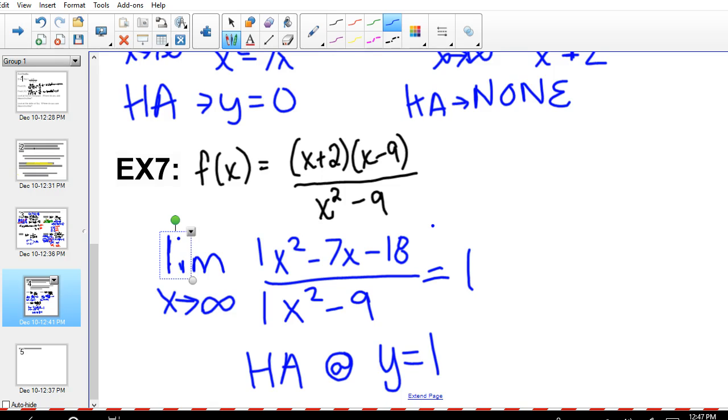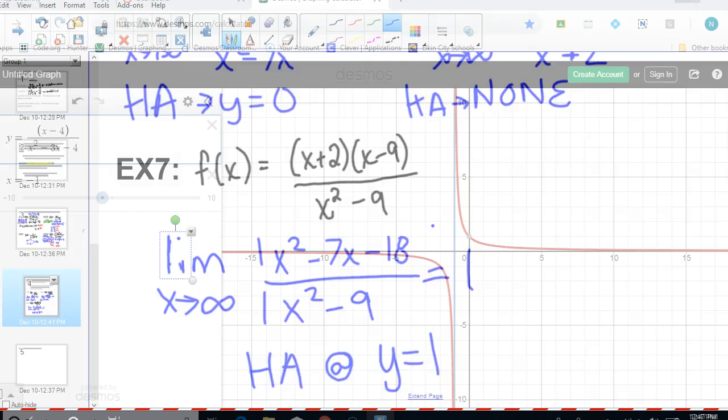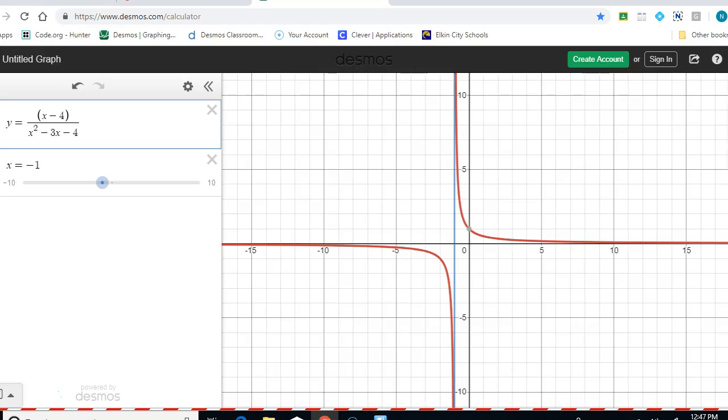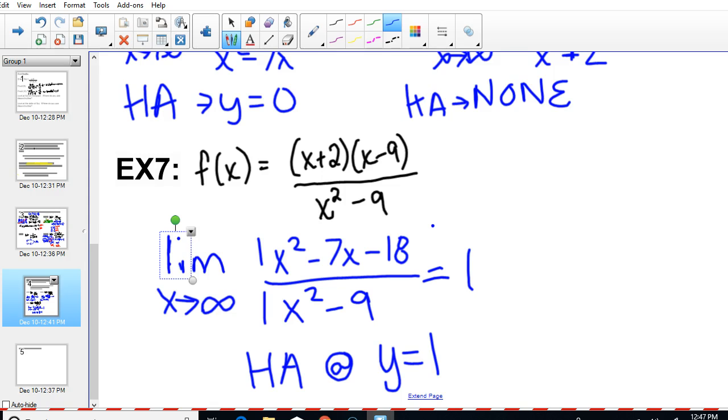Okay, your homework is going to be a worksheet that I'm going to give you. The worksheet is required, so you must do it. The practice quiz is not required, but highly recommended.